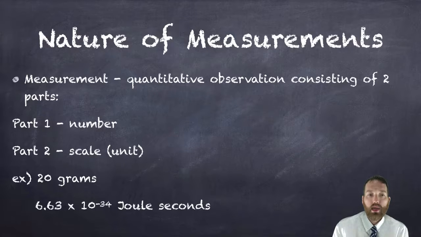Sometimes our units are derived. Joule is a measurement of energy. Second is a measurement of time. A joule second is just energy multiplied by time.